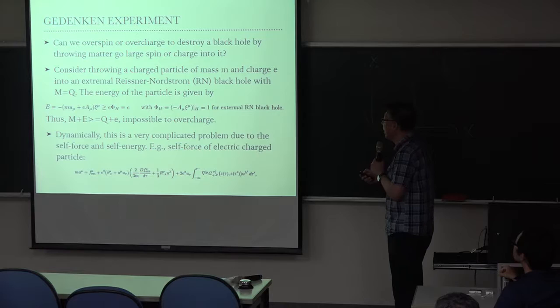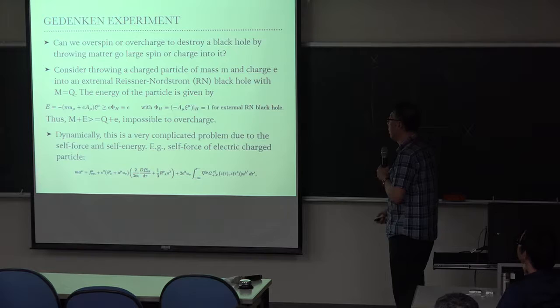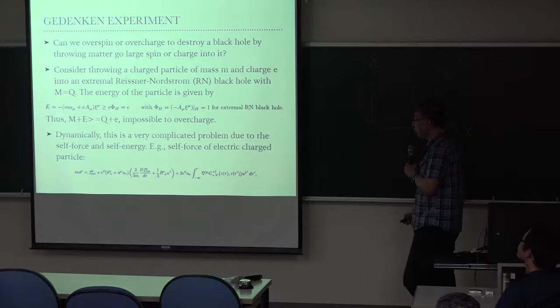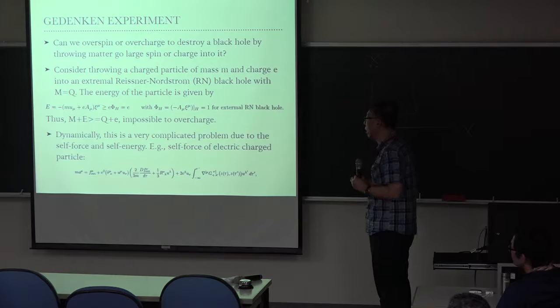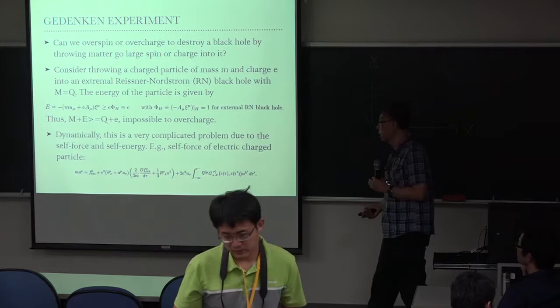But there are some arguments like this. For example, we consider a charged particle with mass m and charge e, and we try to throw this particle into the extremal Reissner-Nordström black hole, the charged black hole. In this case, this extremal black hole is already on the border of violating the cosmic censorship. So if we can put this particle in with a mass smaller than its charge, then probably we can do this.